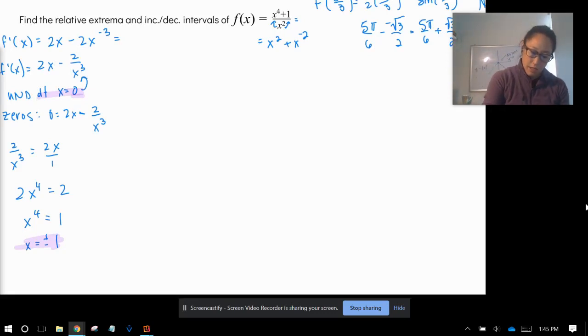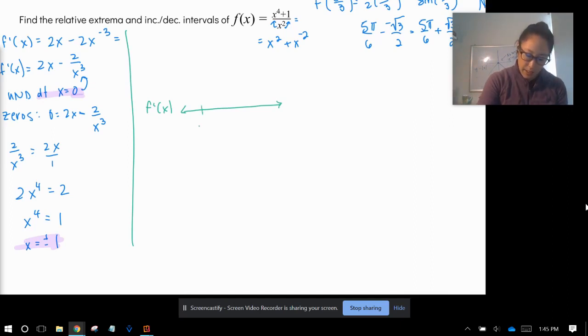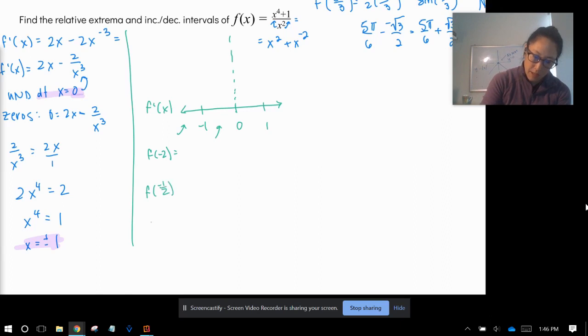We are not on a closed interval, so all I need to do is set up a number line for f prime of x that is infinite on both sides, and then have my negative 1, 0, and 1. If the critical number is undefined, I usually put in a vertical asymptote to remind myself that that is an undefined value and not a 0. Now, time to test. Always testing. So I'm going to do f of negative 2, f of negative 1/2, f of 1/2, and f of 2. And you guys are going to go ahead and start plugging in those values to get your positive and negatives.